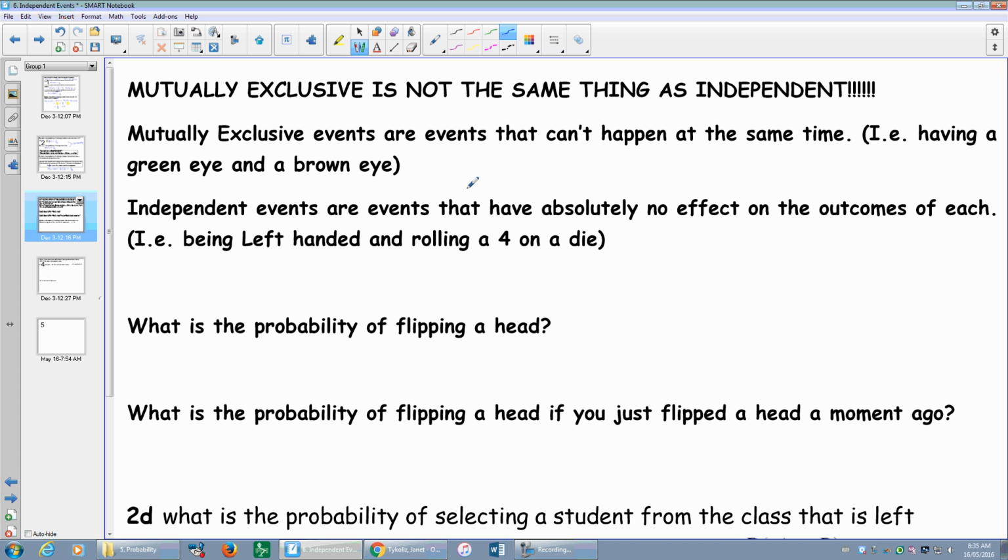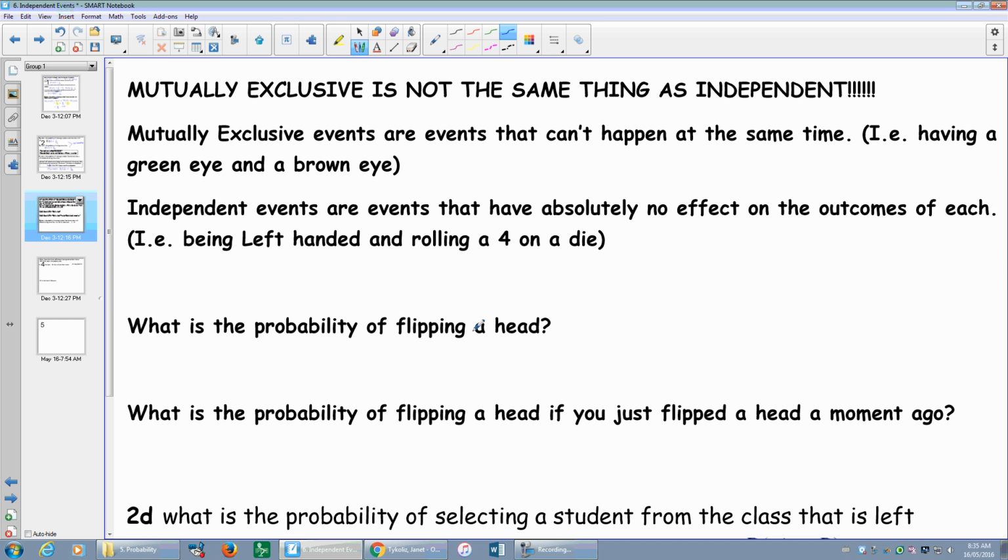Okay, mutually exclusive is not the same thing as independent. Mutually exclusive events are events that can't happen at the same time, i.e. having a green eye and a brown eye. Independent events are events that have absolutely no effect on the outcomes of each other, i.e. being left-handed and rolling a 4 on a die. So we're going to look at some examples here.